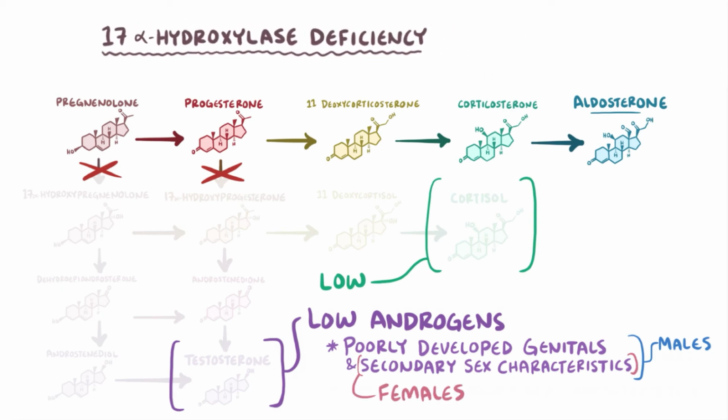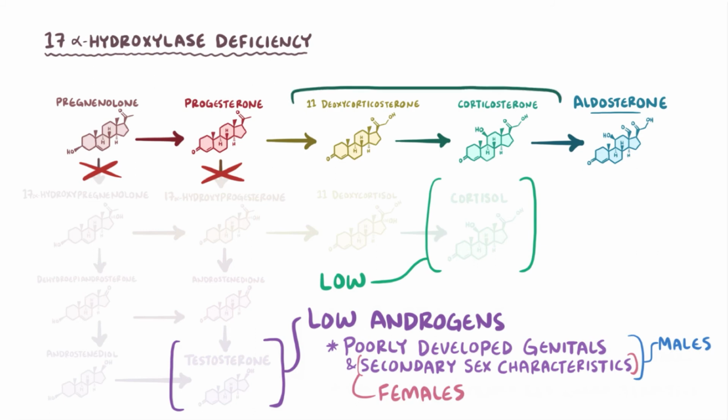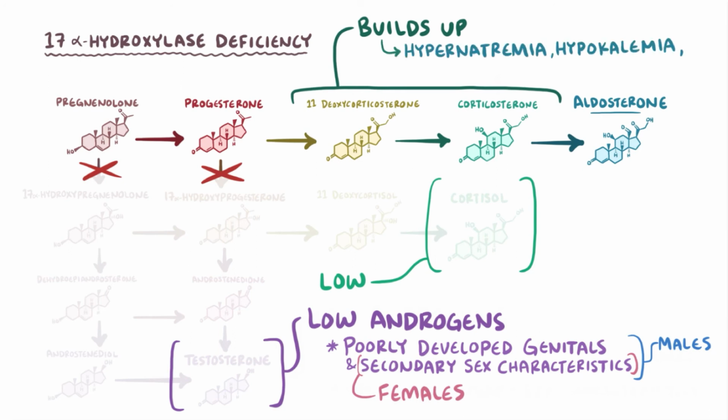Pregnenolone and progesterone are shunted down the aldosterone pathway, leading to a buildup of 11-deoxycorticosterone as well as corticosterone. Elevated levels of these weaker versions of aldosterone result in hypernatremia, hypokalemia, and hypertension.